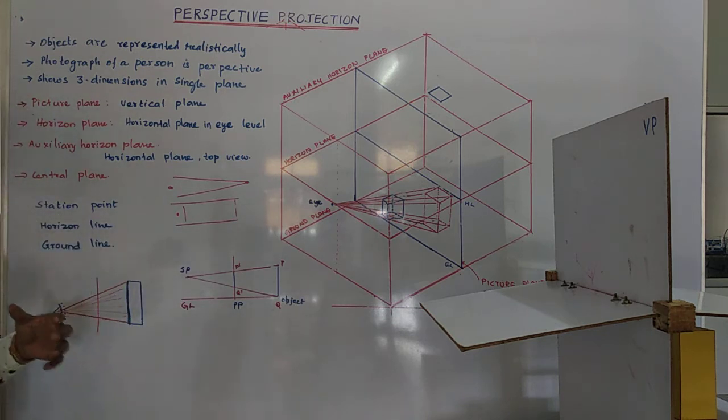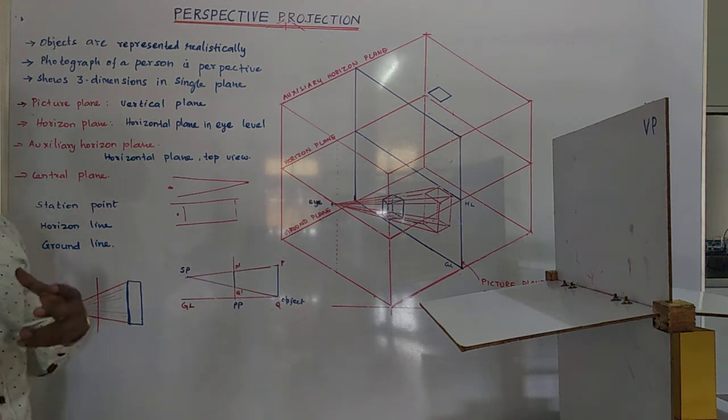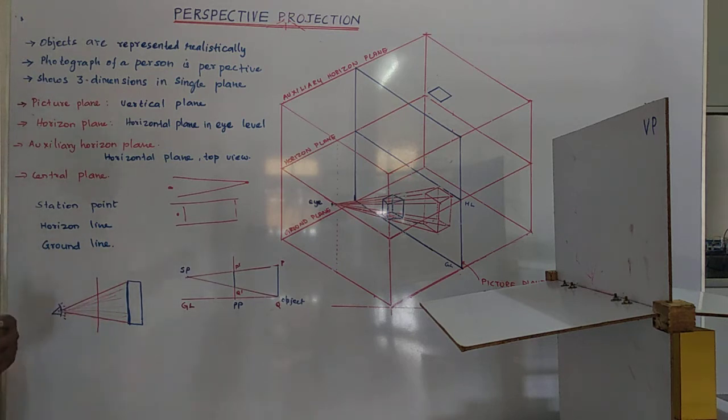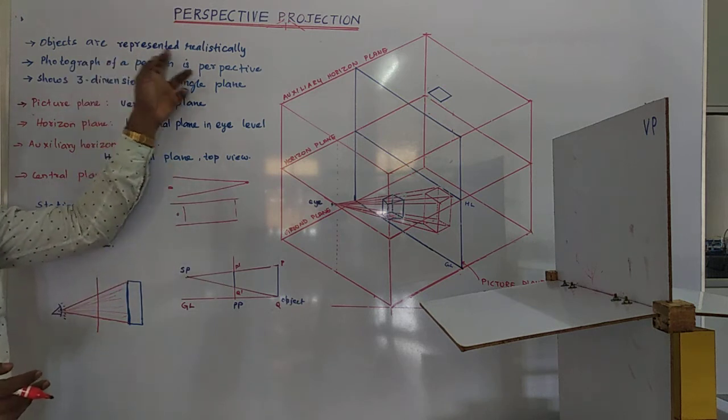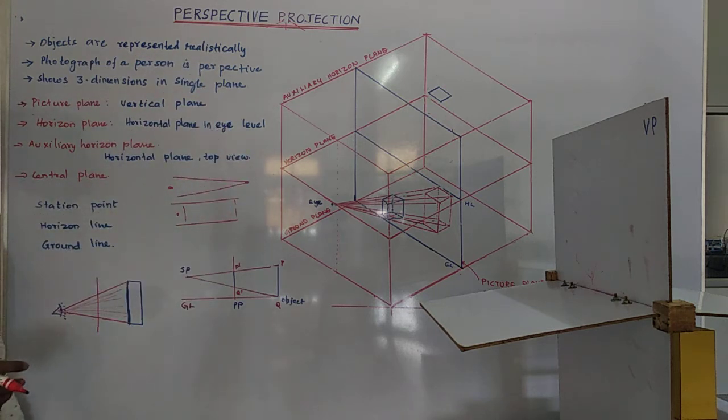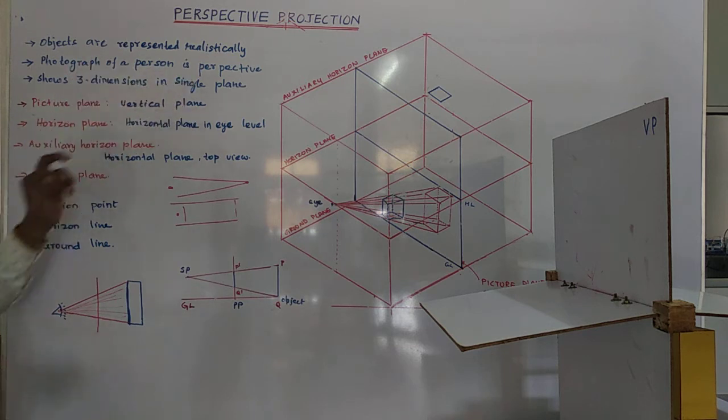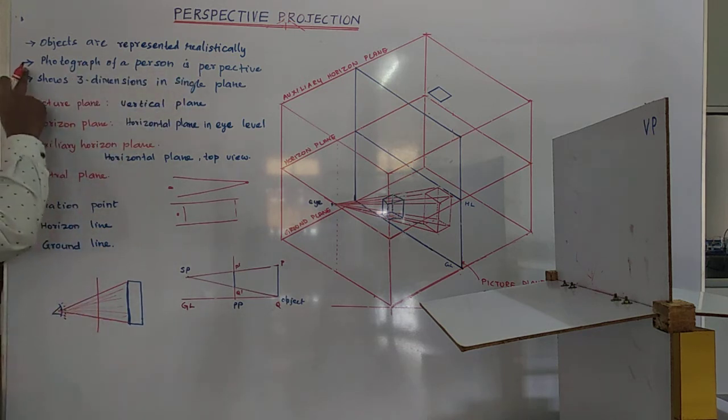That is our eyesight. So this is realistic: the object is represented as it is viewed by our eyesight. The diagram is represented this way, which means it is a perspective projection. Then a photograph of a person is also perspective.